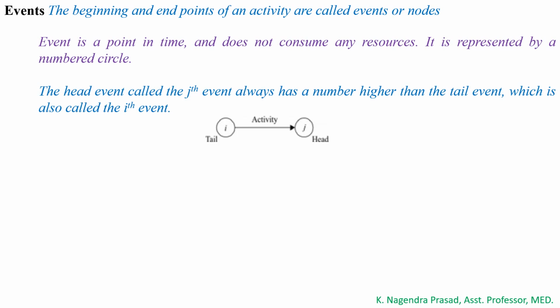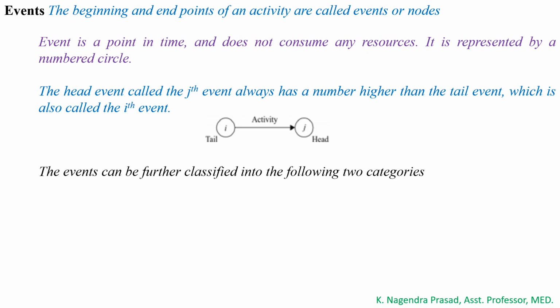An event is a point in time and does not consume any resources, which means events are milestones and occur at a particular instant of time. So these events do not consume any resources. In general, these events are represented by a number in a circle. The head event, called the jth event, always has a number higher than the tail event. So here the numbering of the head event is higher than the number of the tail event.